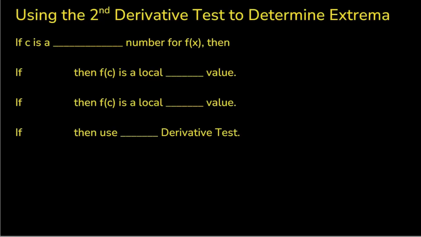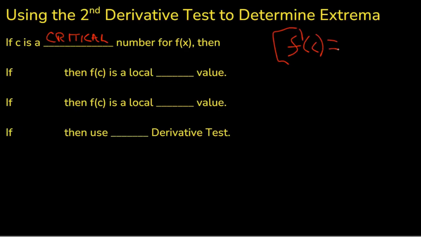Now, this brings us to the second derivative test to determine relative extrema. So first, we suppose c is a critical number for the function. And remember, that's when the first derivative is 0 or undefined.